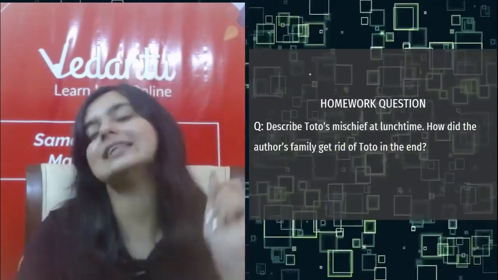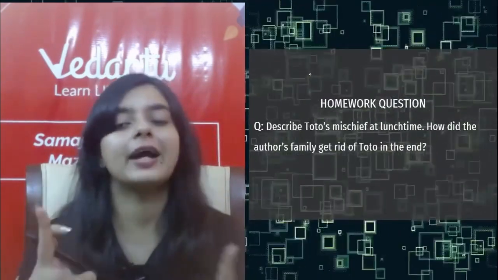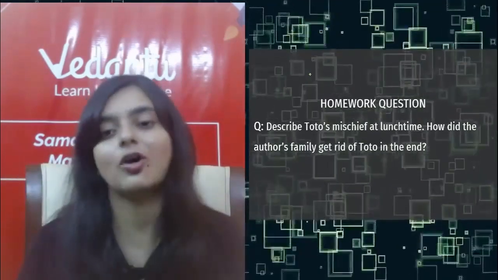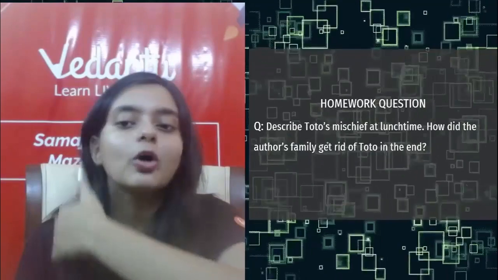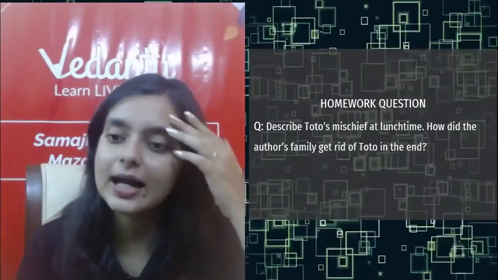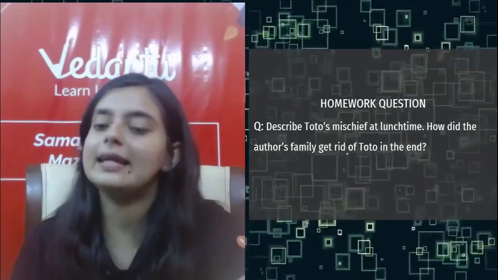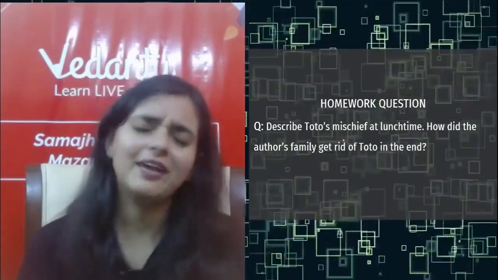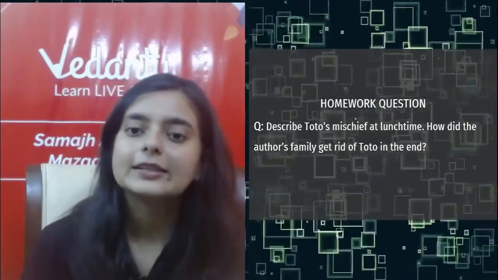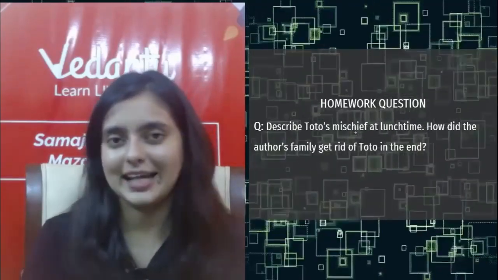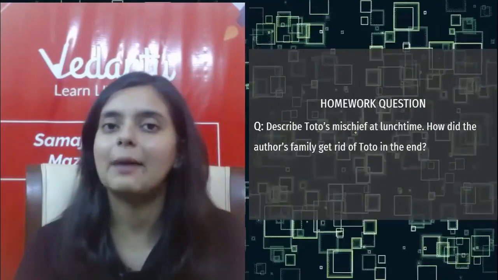And with that, guys, I would be ending the session, but don't forget to post the homework answers in the comment section. Describe Toto's mischief at lunchtime. How did the author's family get rid of Toto in the end? Okay, very, very simple question, people.